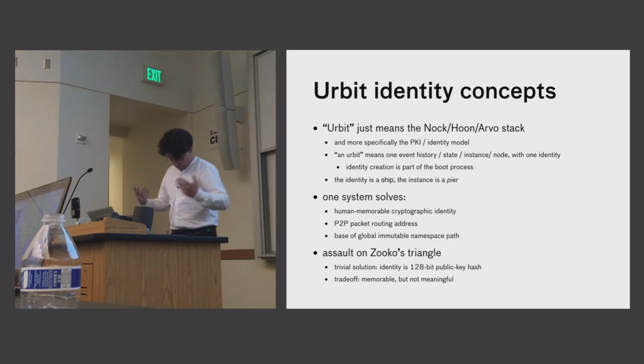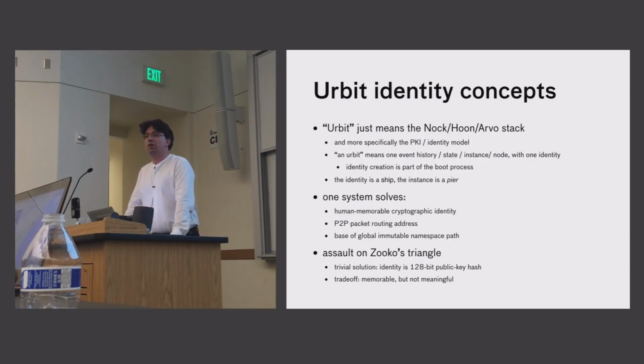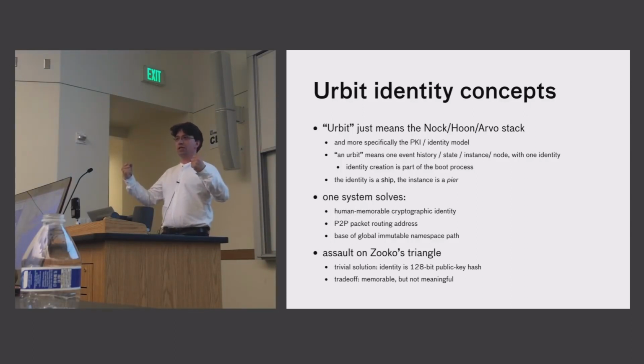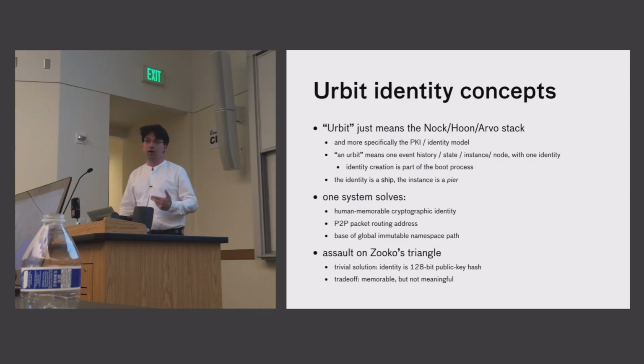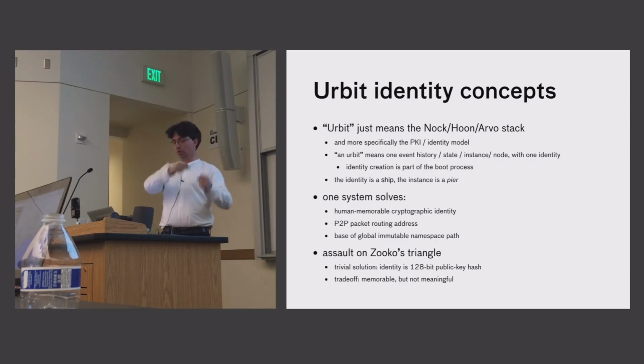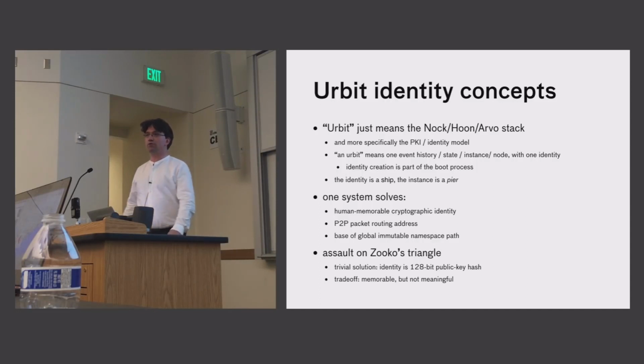One thing about networking on the internet is you have two levels of addressing. You have IP addresses and you have DNS. DNS is human meaningful and IP addresses are routable addresses. In Urbit, this is compressed into one layer, which is both a human memorable layer, a routing address and a name. And it's actually your personal identity as well. It's also the base of a path in the global immutable namespace.